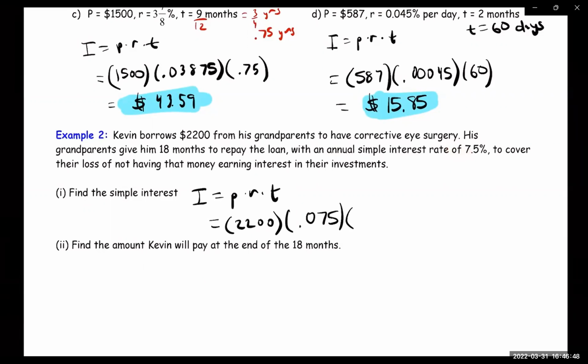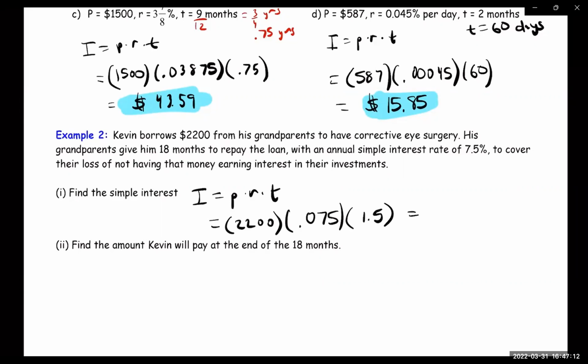And then we need to convert months to years, right? So divide this by 12, because there's 12 months in a year. So 18 divided by 12 is 1.5, right? That's 1.5 years. All right, so that should do it.